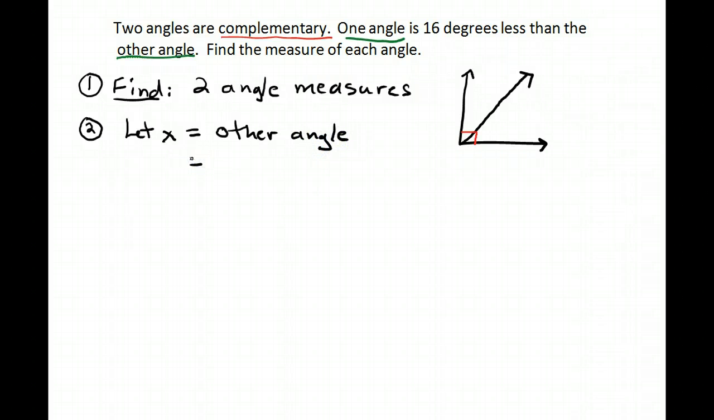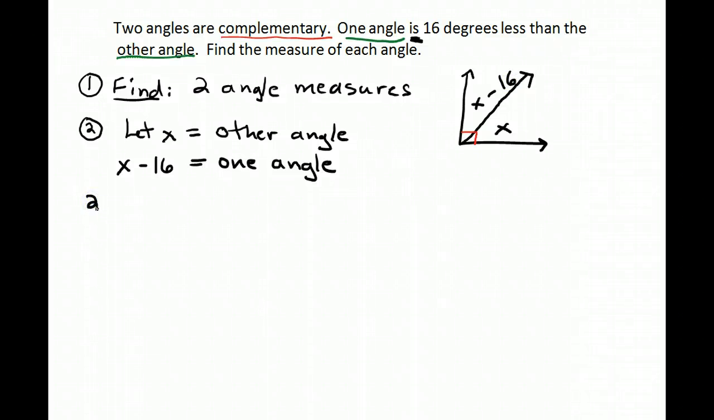So we need to represent one angle. As you get better at these, you can rename these a little bit differently, but for right now I want them to match what's in the word problem. So one angle is 16 less than the other. If this is x, one angle is 16 degrees less than. That means stick a minus 16 out the back door. Less than what? The other angle. Well, the other angle is x. So this angle must be x minus 16.